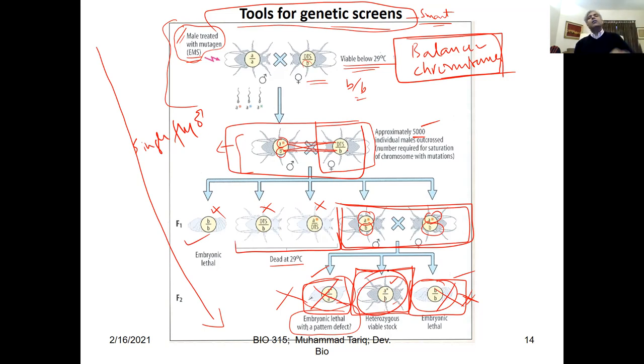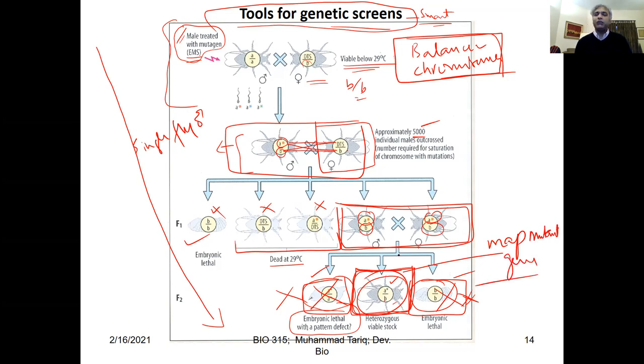So that's how it works. And now, there are much smarter genetic screens as well, because in this one, even if you get your mutation, you still have to map your mutant gene.